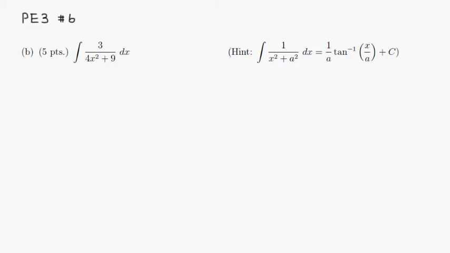All right, let's look at practice exam 3, problem number 6, part B. I'm going to explain this hint here. The integral of 1 over x squared plus a squared with respect to x is 1 over a arctangent of x over a plus c. This can be found by using substitution. So let's do a substitution.